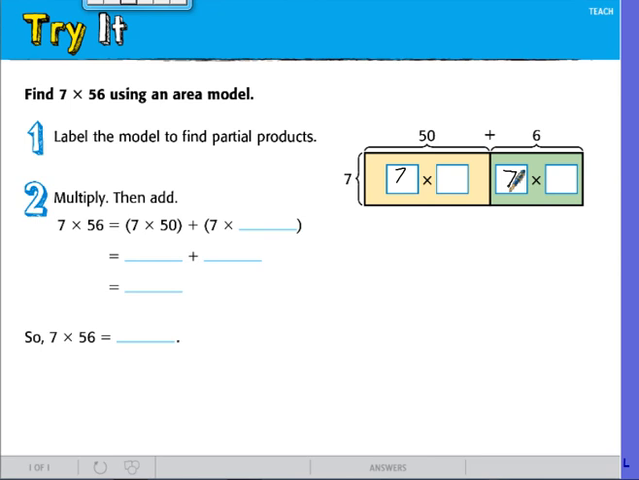Okay? Now 50, do you see the squiggly line on 50 here? Okay? So 50 only belongs in this box here, in this area. So it's going to be 7 times 50 there. Then over here, only the 6 belongs. So it's going to be 7 times 6. Okay? So we're going to multiply and then add. So down here in our next section, it says 7 times 56 equals 7 times 50 plus 7 times 6.